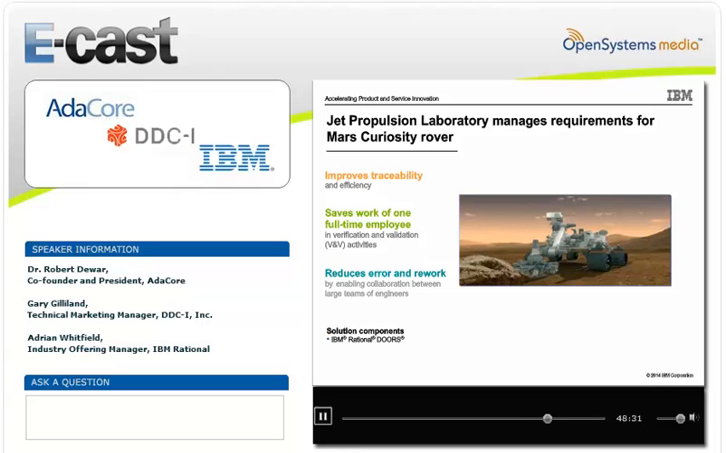Now, before JPL began using DOORS, it relied on a verification matrix in a spreadsheet to perform all the V&V activities. But this approach made it very difficult to share information, keep control of versions, and track changes. And there was no way to link requirements to the related verification activities either. So with DOORS, JPL staff were able to collaborate and link relevant activities and information, helping enable much greater traceability and efficiency, and reduce errors in the long run. JPL estimates that DOORS saved the work of at least one full-time employee in their verification and validation activities.